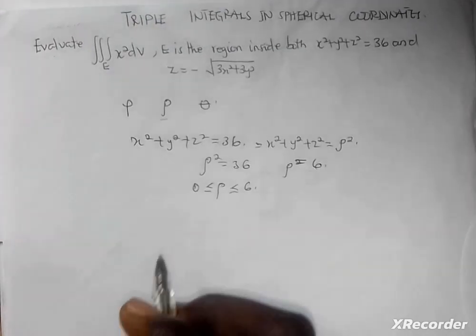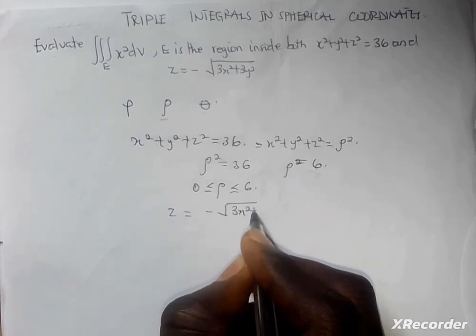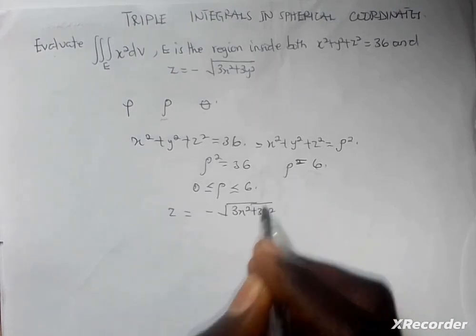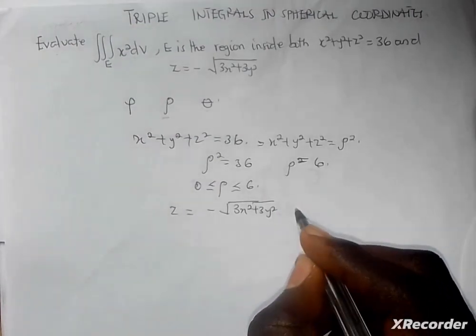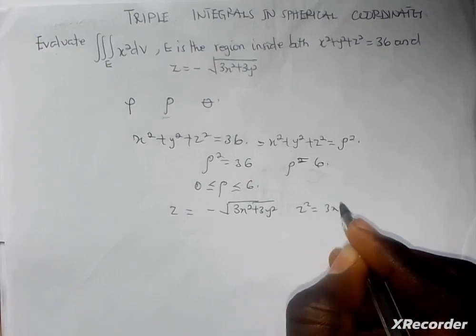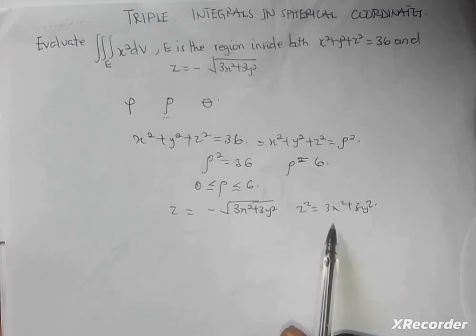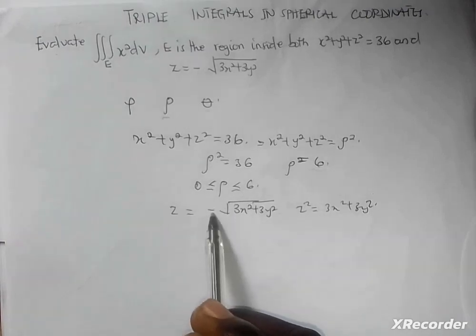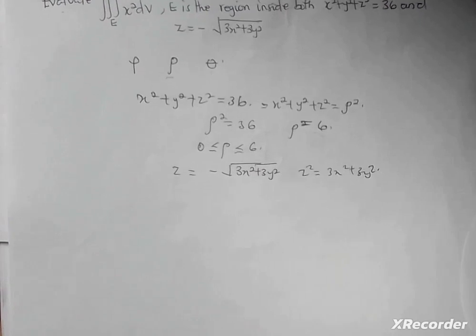Then the next thing is z equals negative square root of 3x squared plus 3y squared. From quadratic surfaces, this can be rewritten as z squared equals 3x squared plus 3y squared, and this is the equation of a cone. Kindly revisit quadratic surfaces to know the equations and their corresponding solid figures. Since it's negative, its axis will fall on the negative z-axis.